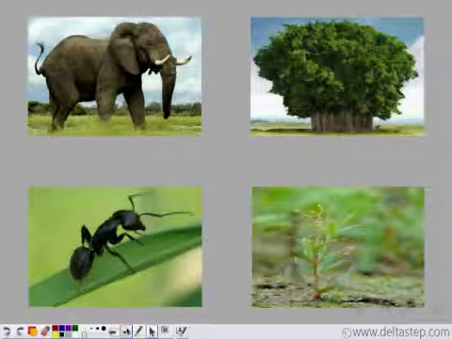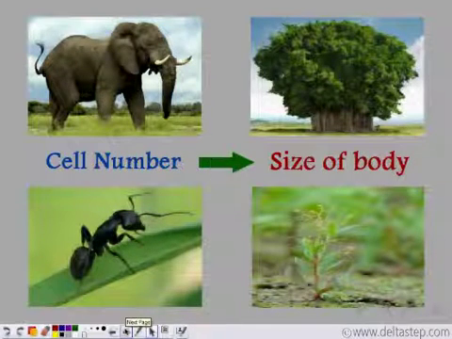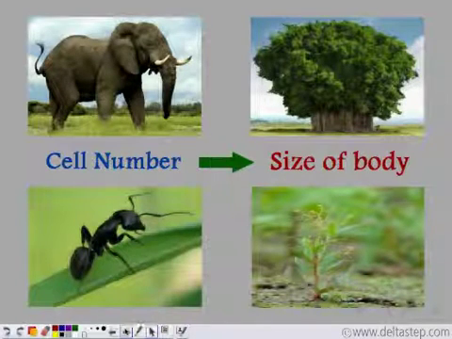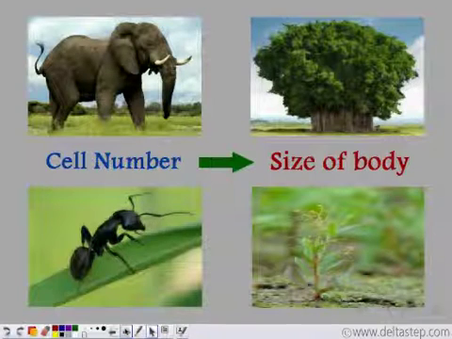Definitely the elephant, since it is a lot bigger than this tiny ant, or this great banyan tree, is huge in size compared to this small sapling. So these two will have more number of cells in their body. So cell number is directly proportional to the size of the body. Directly proportional means the size of the body, if it increases, the number of cells will also increase. So the number of cells is dependent on the size of the body.